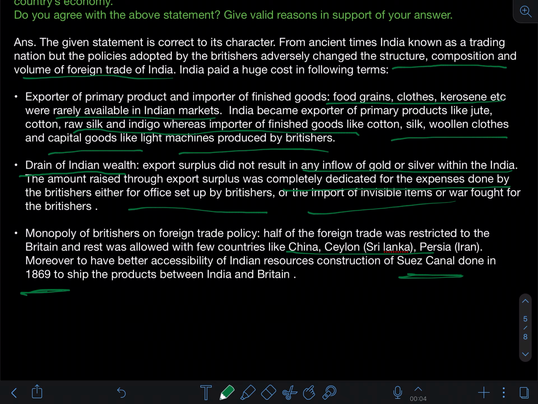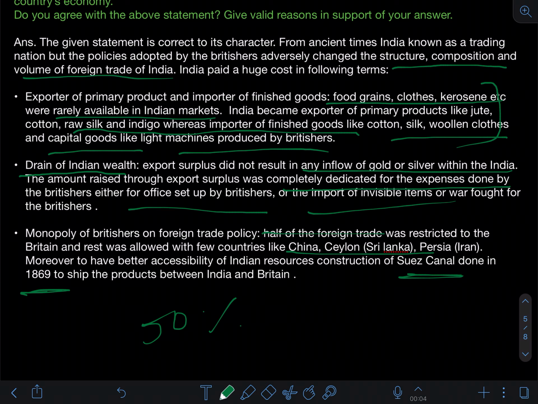So that was basically the foreign trade. When we talk about this point, we are talking about the structure in which India became an exporter of primary products and an importer of finished products. And one more thing I would like to mention, which I have not mentioned here: the volume and direction of India's foreign trade. More than 50% of India's foreign trade was restricted to Britain. So that was the volume you can talk about.